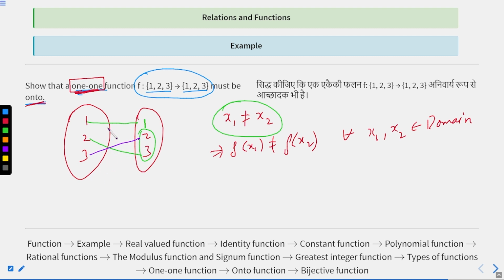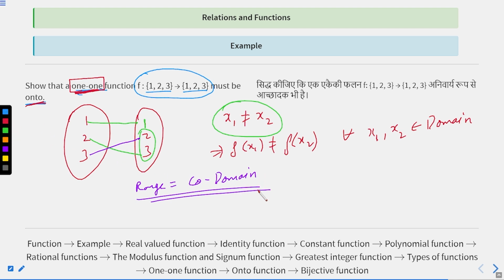So this is one of the ways to define our function. Here you can easily see that the codomain set and the range set are equal to each other. So range is equal to codomain, which proves it is onto.